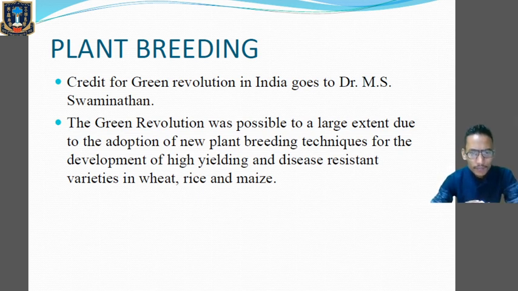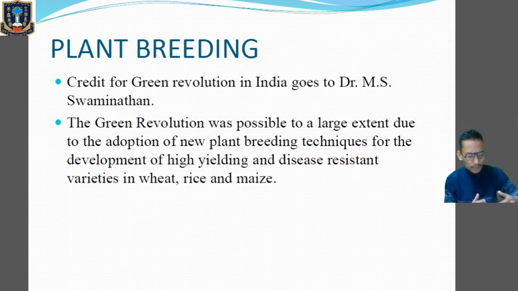In India, the credit for the Green Revolution goes to Dr. M.S. Swaminathan. In India, we consider Dr. M.S. Swaminathan as the father of the Green Revolution. Clear? So Dr. M.S. Swaminathan enabled the country not only to become self-sufficient in terms of food grain, but also to export the food grains to other countries.